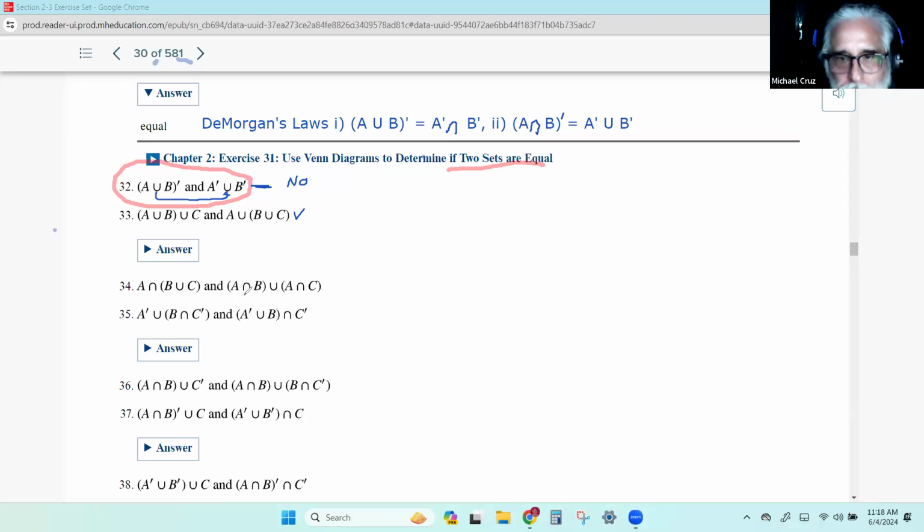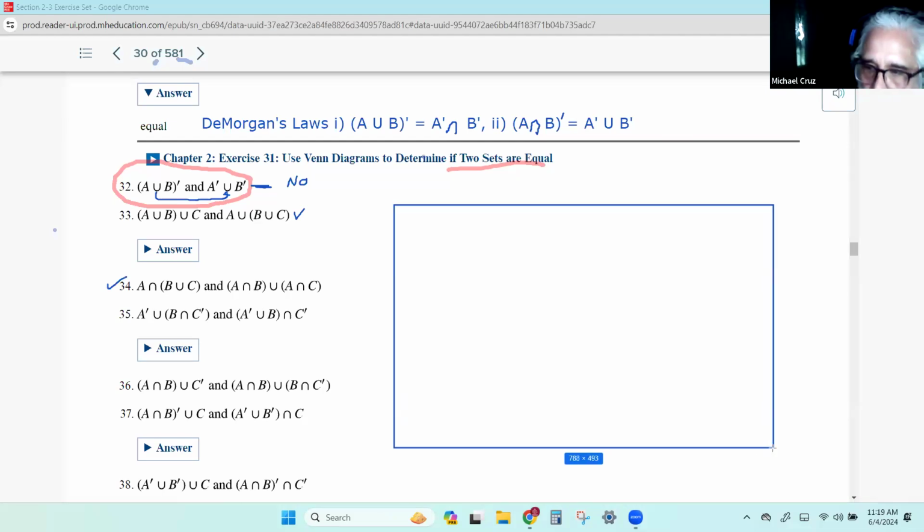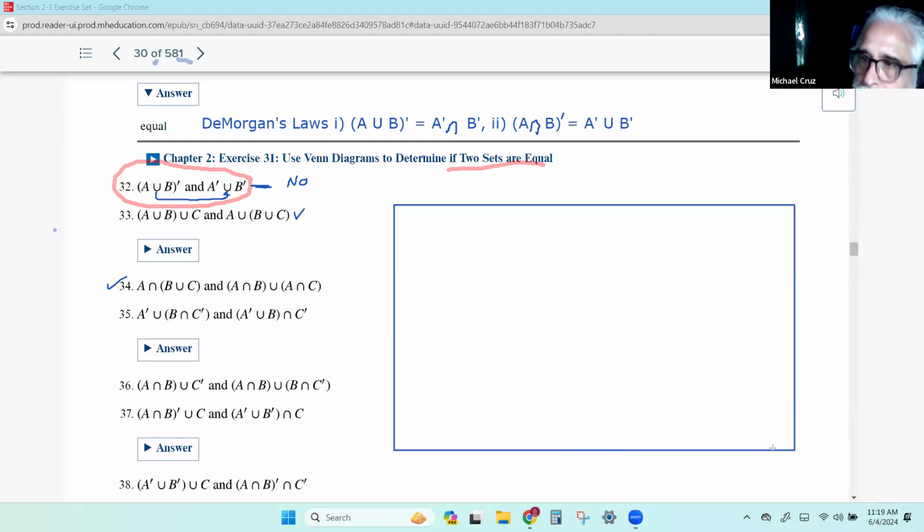Let's see here. Let's try this one, just to see if these are equal, because I truly don't remember whether that one is, so it'd be nice to do. Okay, so we have to have ourselves a little Venn diagram that helps.